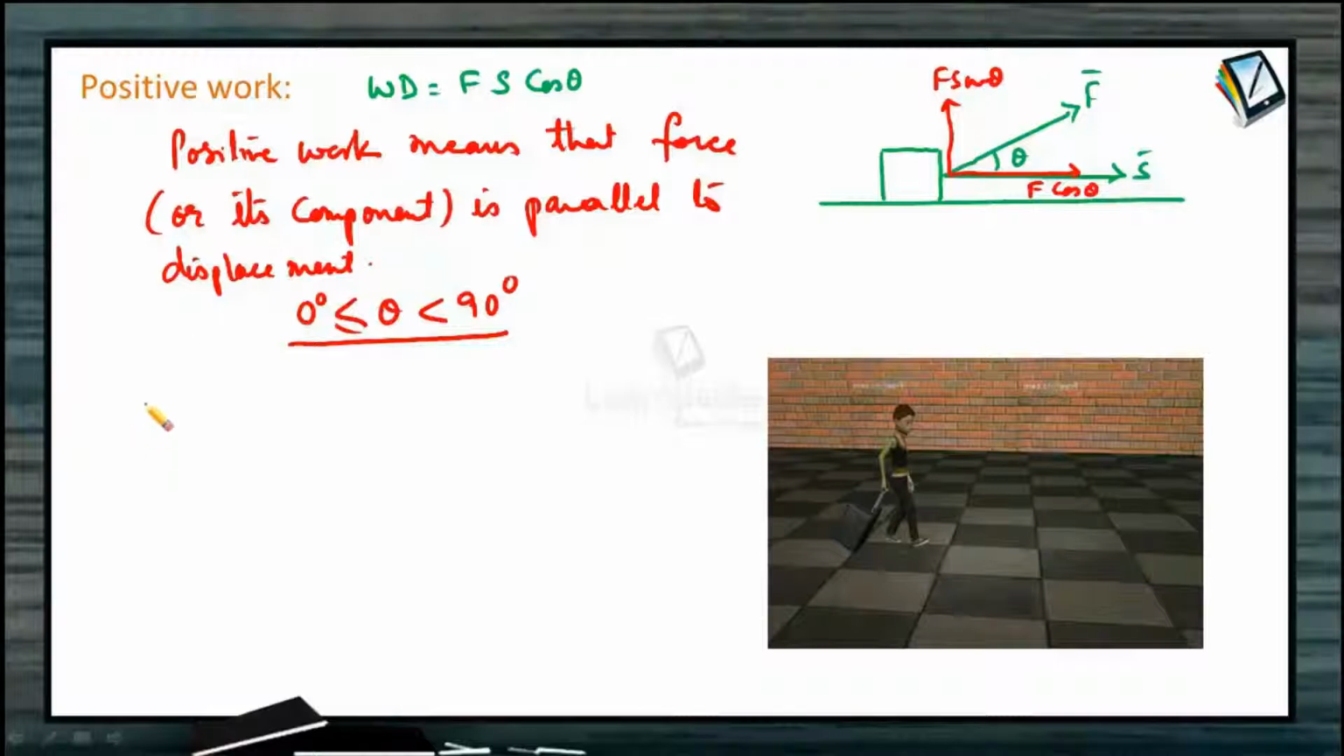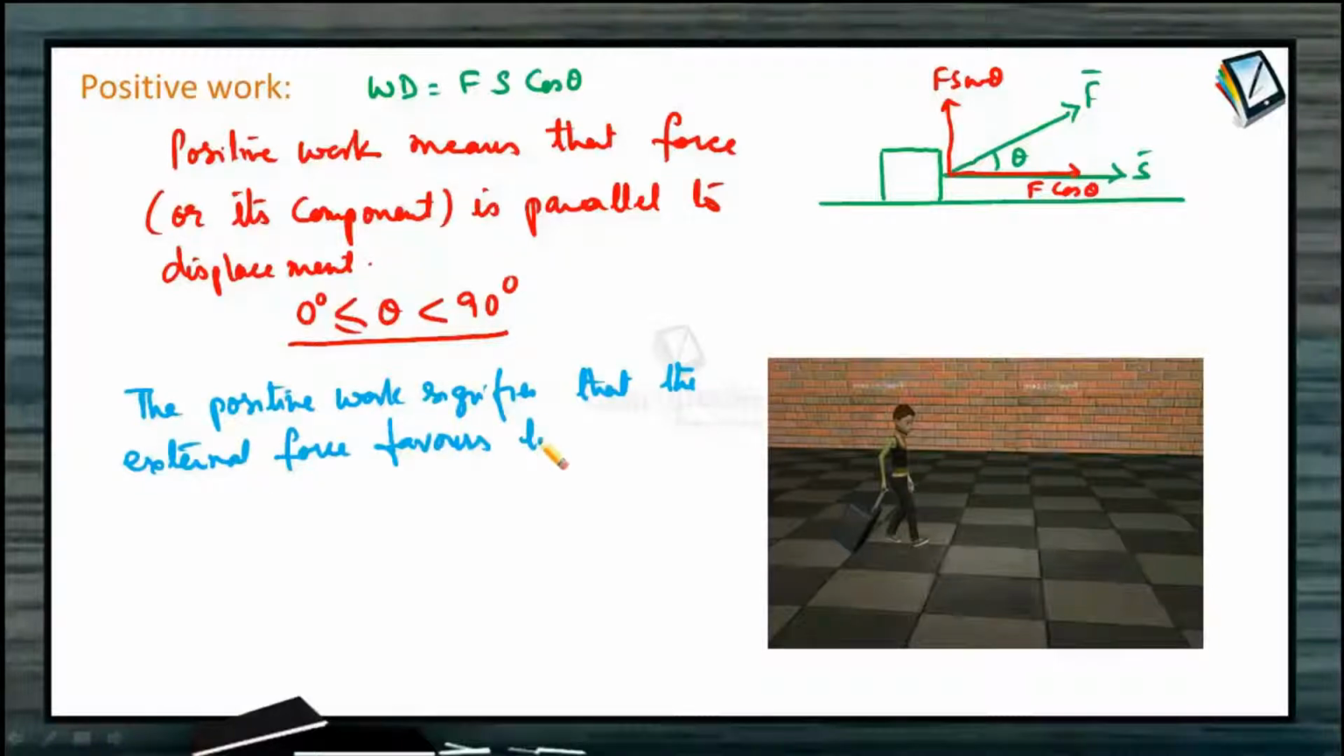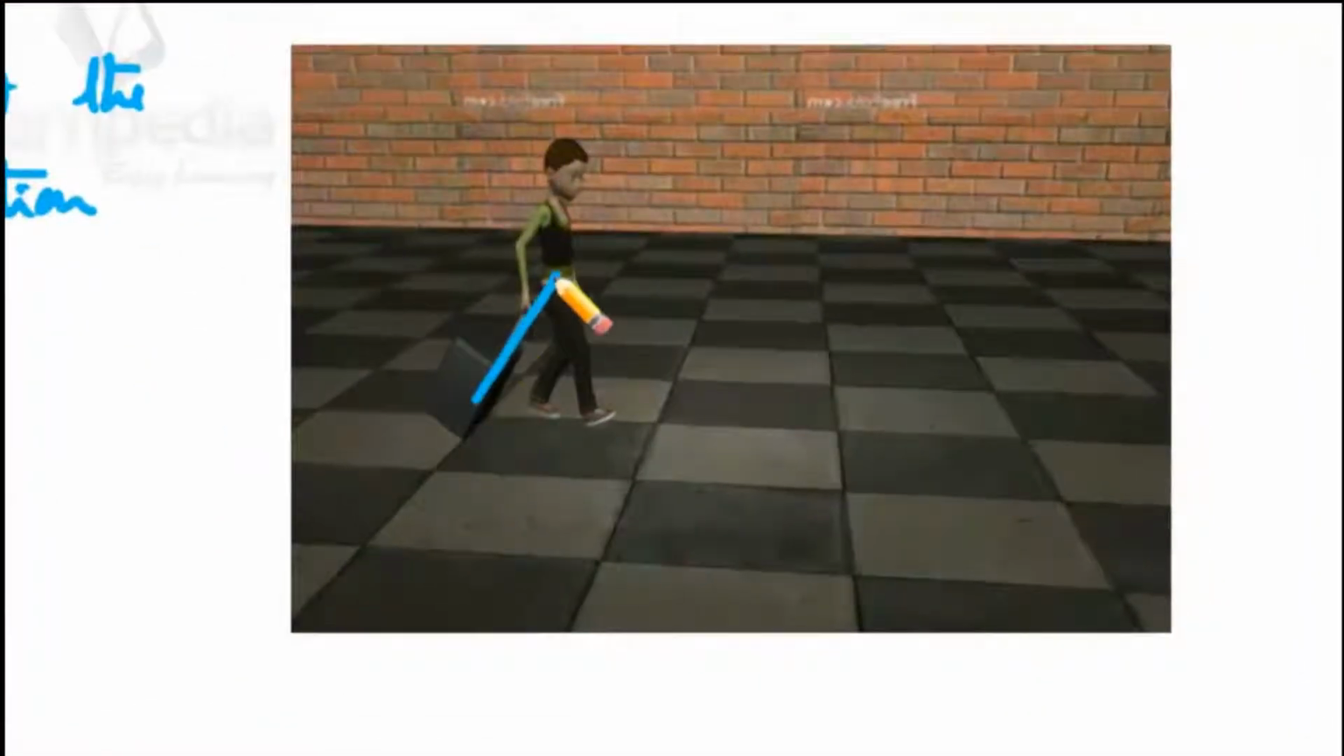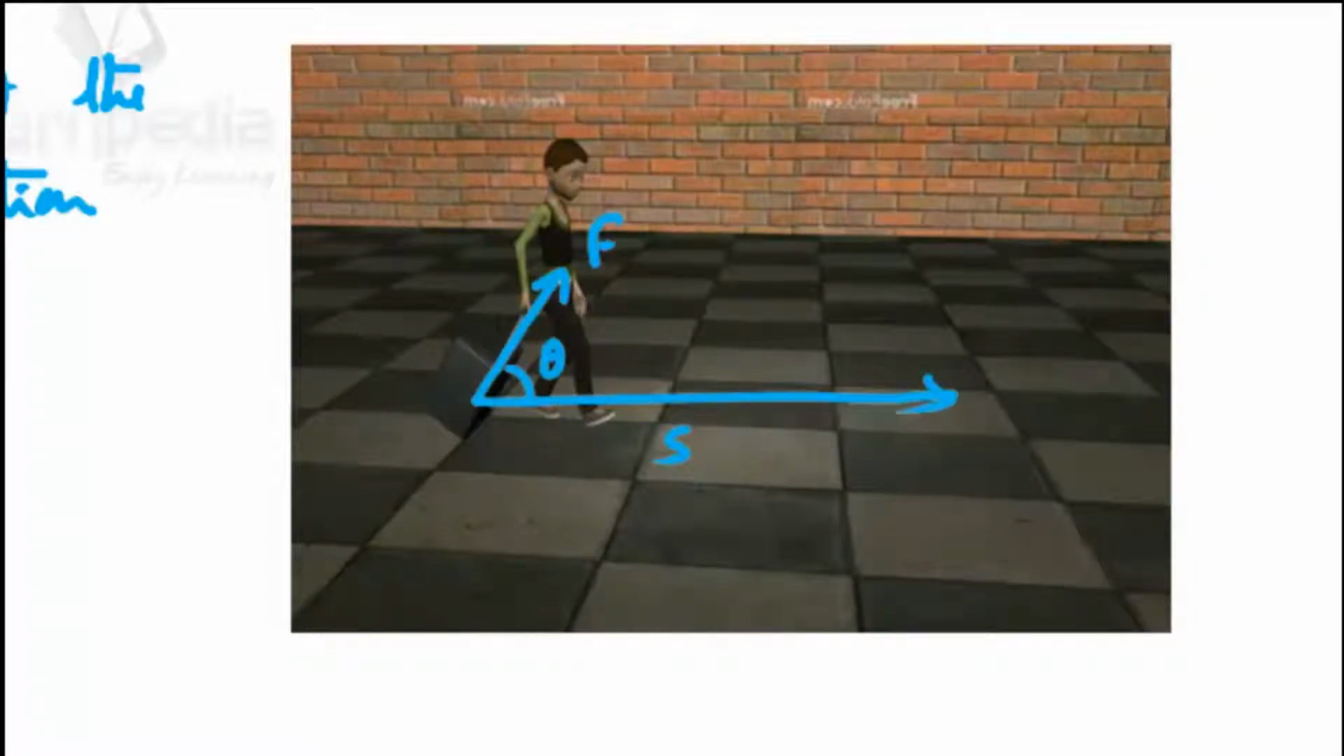What do you mean by positive work done? Positive work signifies that the external force favors the motion of the body. Now in this example also, he is applying a force in this direction. This is the direction of the force, whereas the suitcase is displacing itself in this direction. This is theta, and here theta is less than 90 degrees. Therefore, positive work is done. So the external force is favoring the motion. The body is moving along because the component of force is in the direction of the displacement.